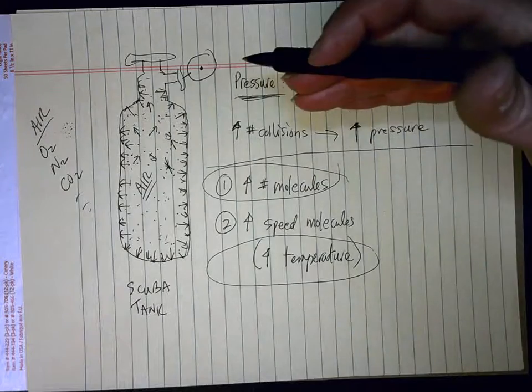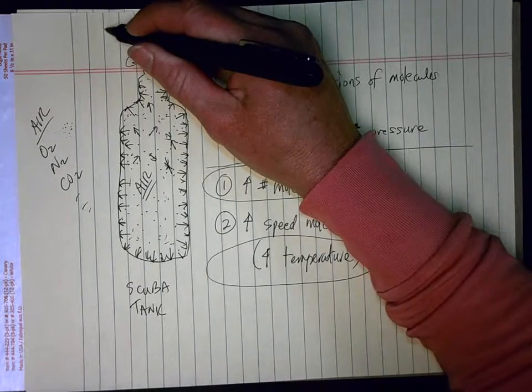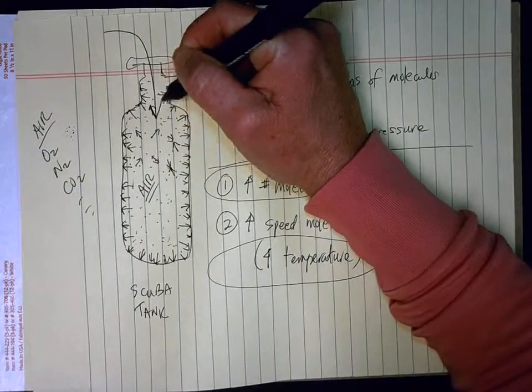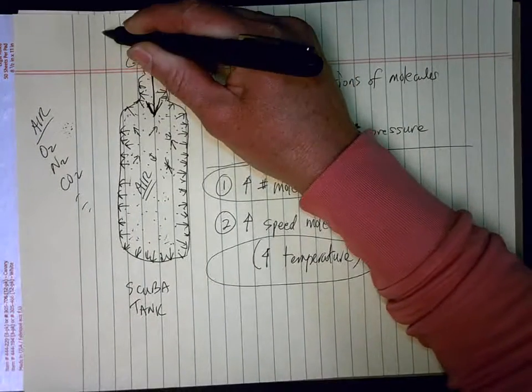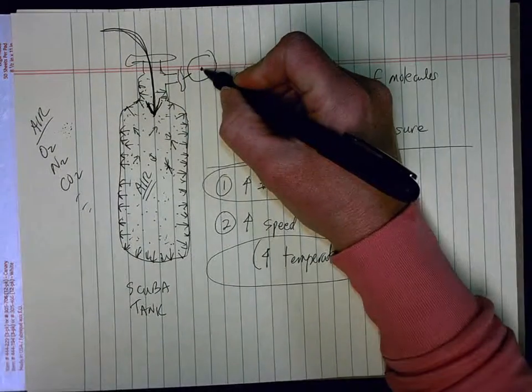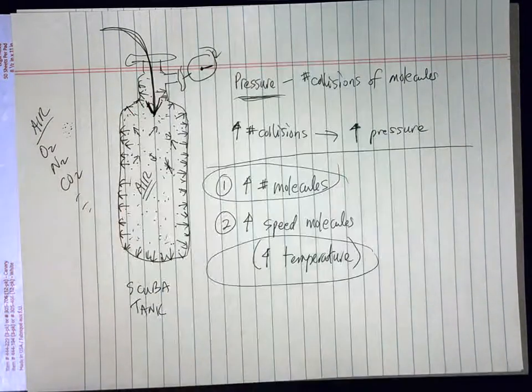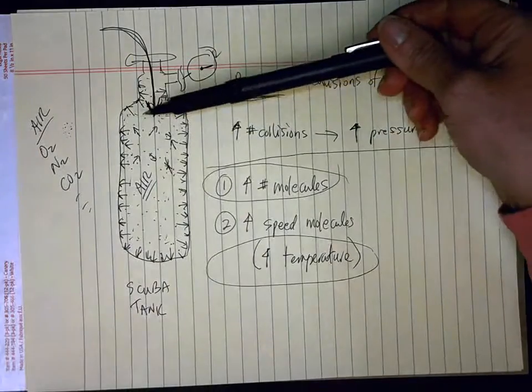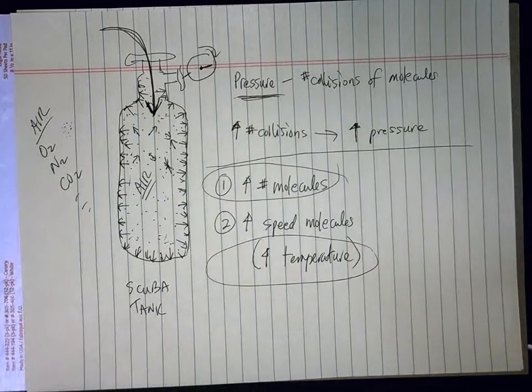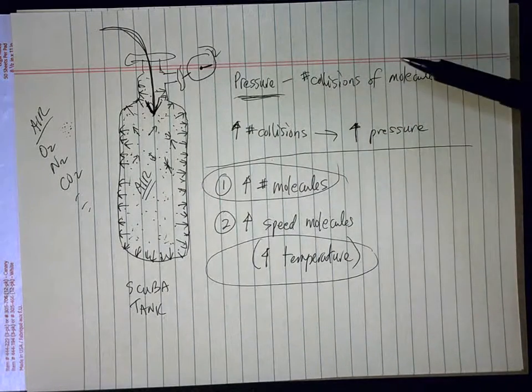Before you dive, you go get your scuba tank filled up. You go to a dive shop, and they add air back in. When they add air back in, the pressure goes up. So you increase your pressure, and your pressure gauge will show that you have more air. So you're actually putting more molecules in there, which is increasing the pressure.